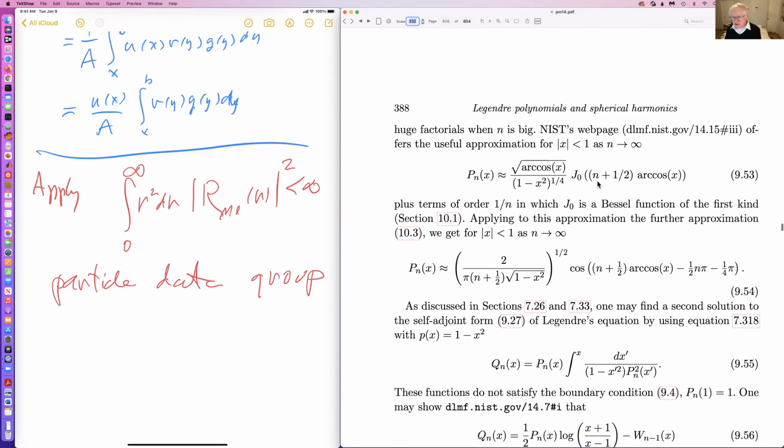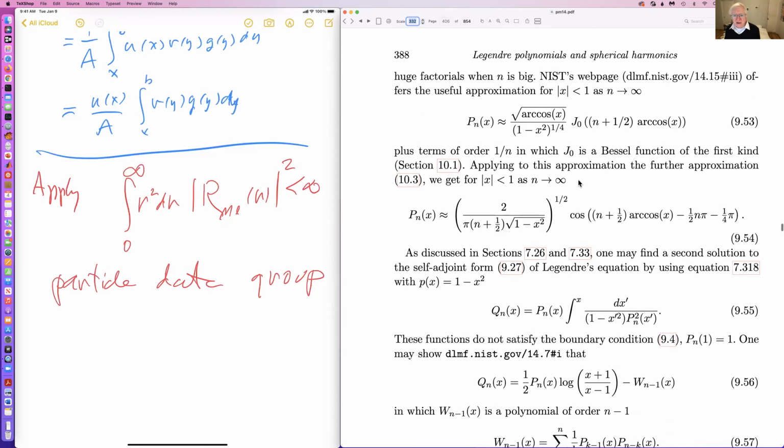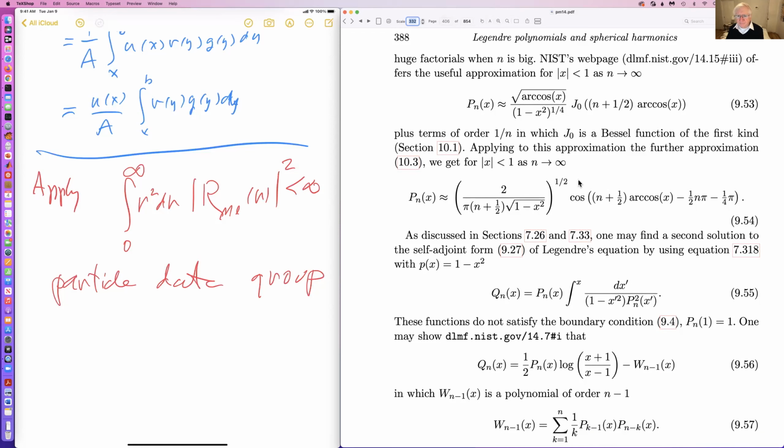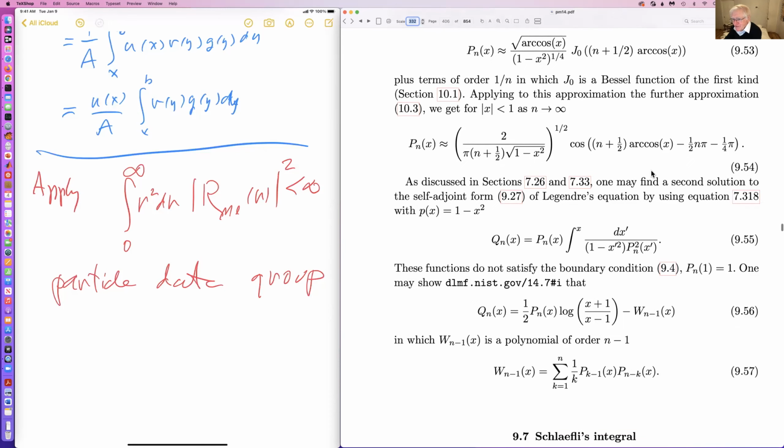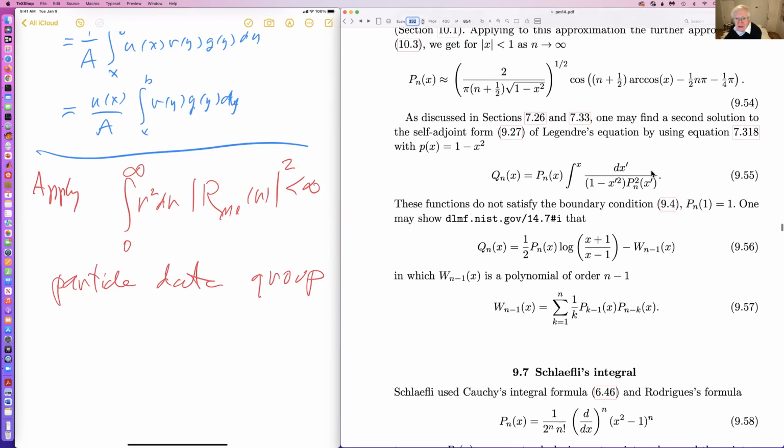Anyway, they give an approximation involving the arc cosine and the 0th Bessel function. And so I don't know, I applied it to this case, and I'm not quite sure what use this formula 9.54 is, but there it is.